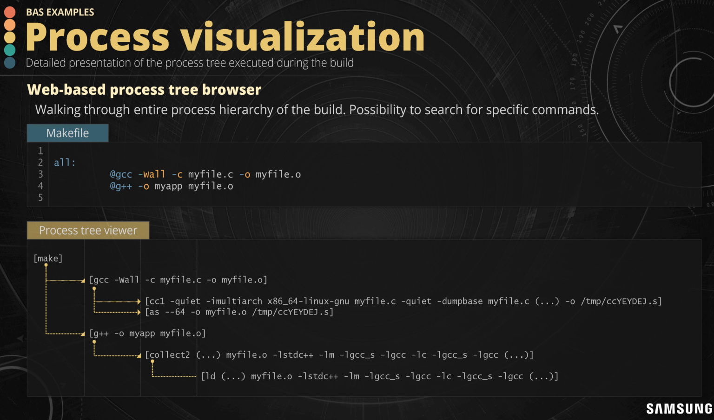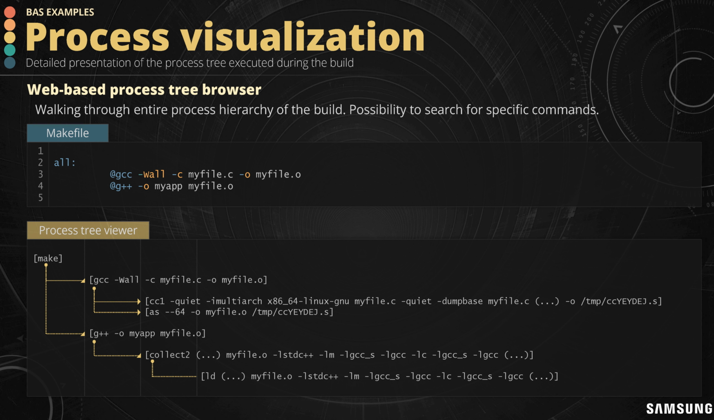By using information about process hierarchy, BAS can be used to build a service, for example, in the form of a web application that allows users to browse this process tree and can assist in verifying that the right build commands, compiler flags, and other options are applied consistently across all build items.